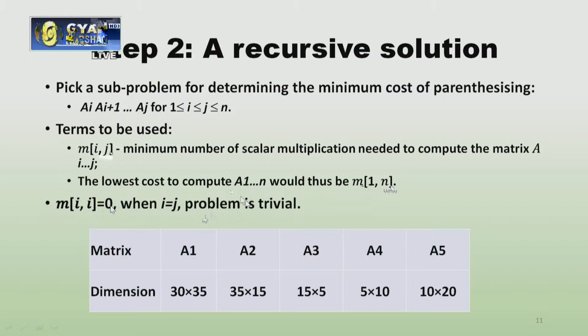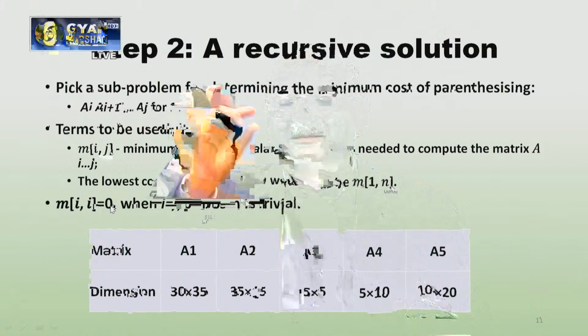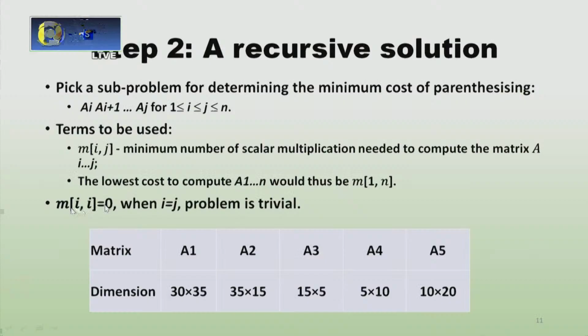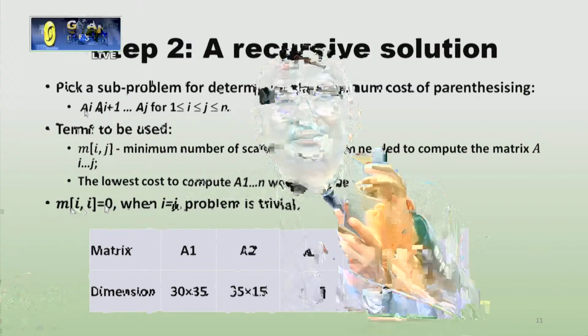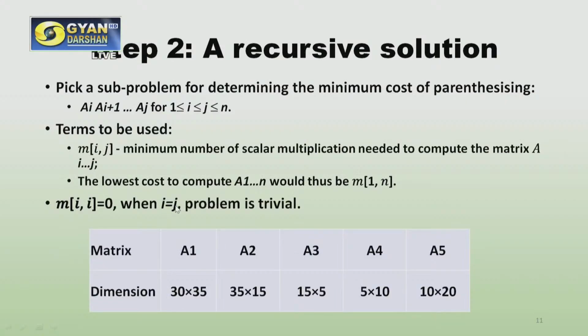Remember, our dynamic programming problem starts from top down. If you know the optimal solution, you know the sub-solutions. But the other way around, we have to develop the algorithm, and that is what we are developing. Multiplying the same matrix requires no cost. That is the terminal condition: when I equals J, the cost Mi comma I is 0. So that problem is trivial.